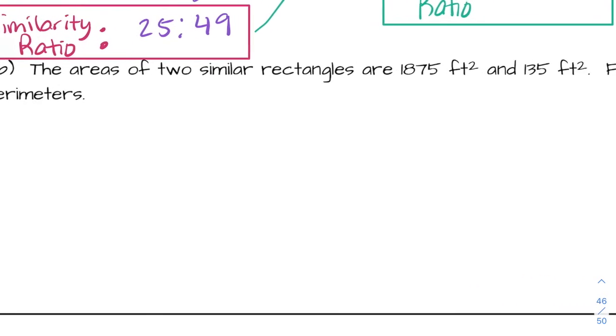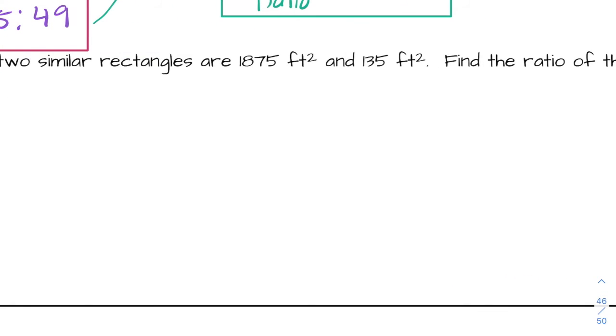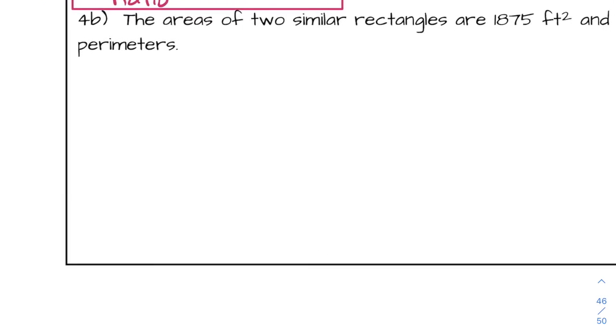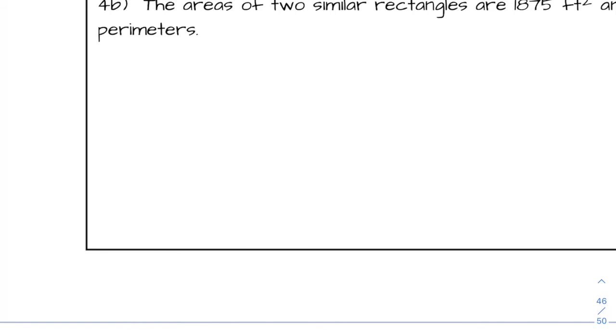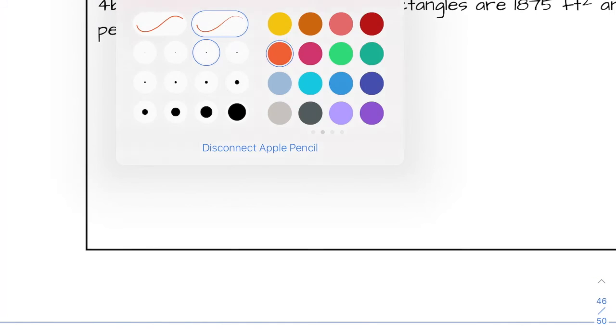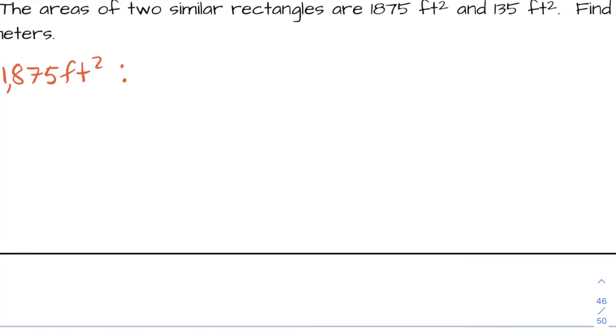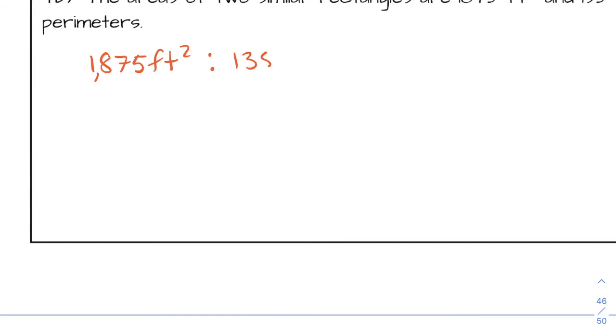All right, the areas of two similar rectangles are 1875 and 135. Find the ratio of their perimeters. So this last one, we have 1875 feet squared is to 135 feet squared. These are the ratio of their areas.